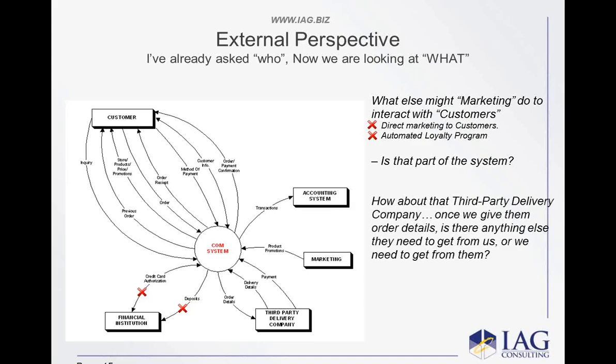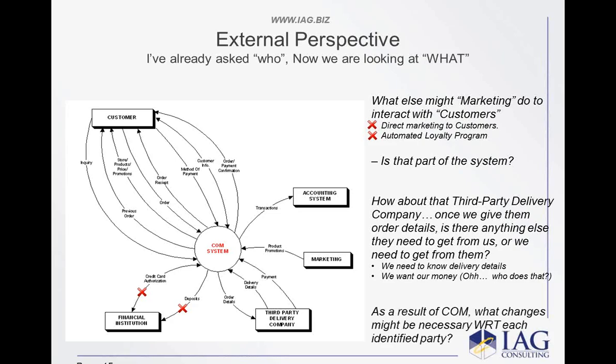Well, we need to get the order details, and we want to get our money. Well, okay, who does that? Is that part of the process? Absolutely, we've got to have that. So you have to ask the group the question, as a result of the custom order management system, what changes might be necessary with respect to each of these identified parties at the table here? By asking that simple set of questions, you identify the external perspective.